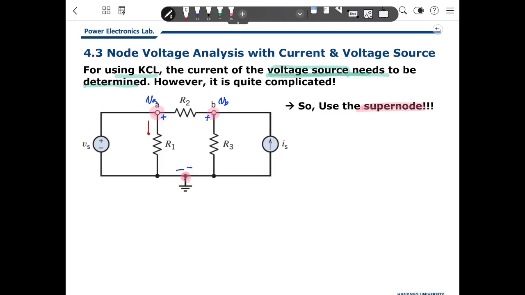Then you can make currents here. This is I1, this is I2, this is I3, and this is I4. And because this is a source, I will choose this as IS. Okay. Then what should we do first? First, what should we do? Element current.